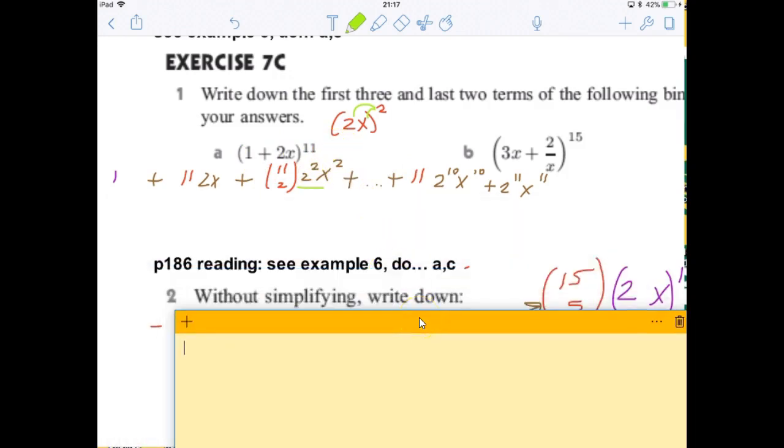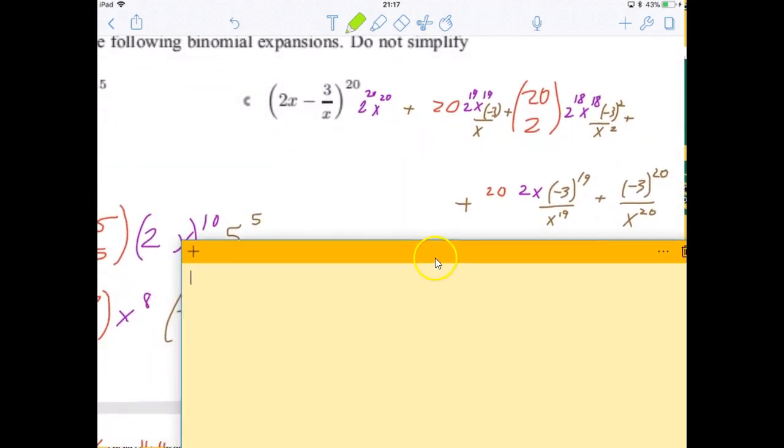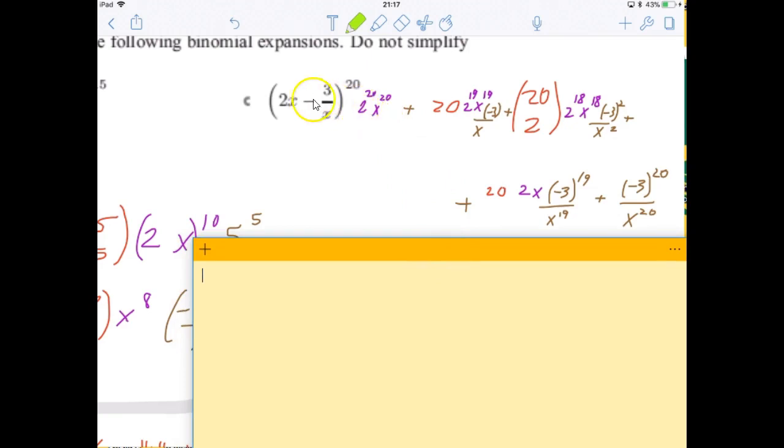Let's move on to C. Okay, so here's C. Wow, that looks like a challenging one, doesn't it? In this one, we have n equals 20. So that means the Pascal's triangle coefficients go 1, 20, something, and so on. And when it gets to the second last one, it's 20 again, and then 1 again, right? So the only challenge is the third Pascal's triangle coefficient, which we could find by doing 20 choose 2 on the calculator. I put the Pascal's triangle coefficients in red.